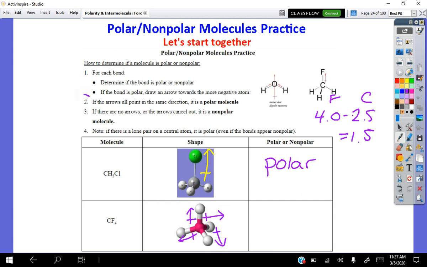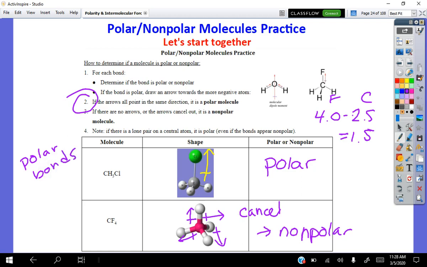So if I evaluate my second criteria here, do the arrows all point in the same direction? The answer is no. I've got one pointing up, one pointing to the side, one pointing away, and one pointing towards me. So in this particular scenario, they are all going to cancel out. Since they all cancel, this is going to be a nonpolar molecule. Now, this is interesting. It's nonpolar even though the bonds themselves are polar. So you can have polar bonds but still be nonpolar as a molecule.